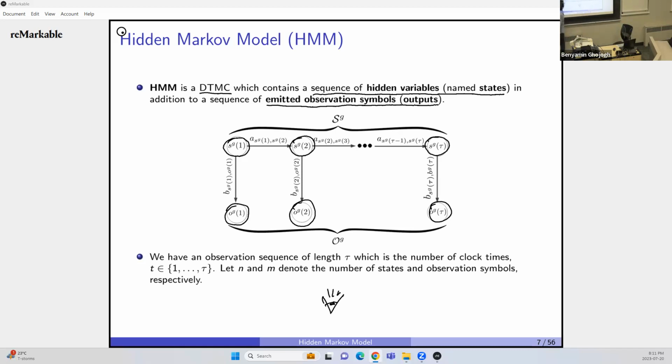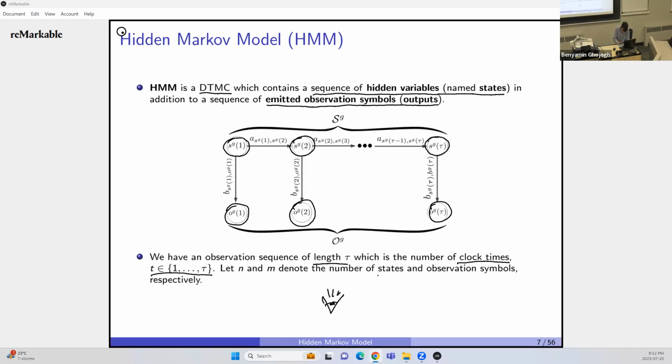If you consider only one of them, which is not a time series, you saw that in factor analysis. But now here we have a time series, so it's a Markov chain. We have an observation sequence of length tau. Here tau is the number of clock times, t goes from 1 to tau.